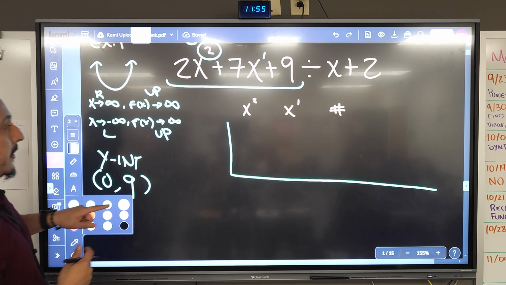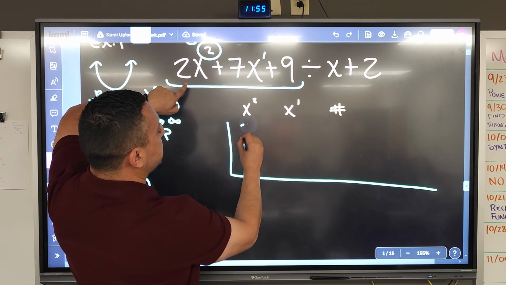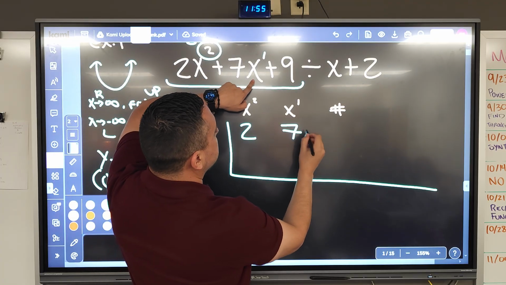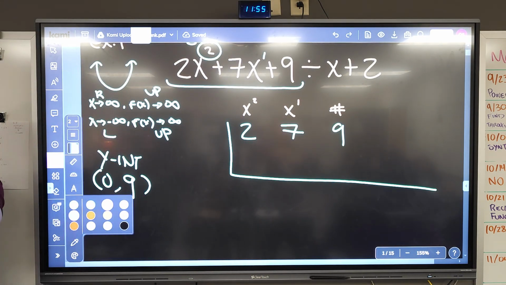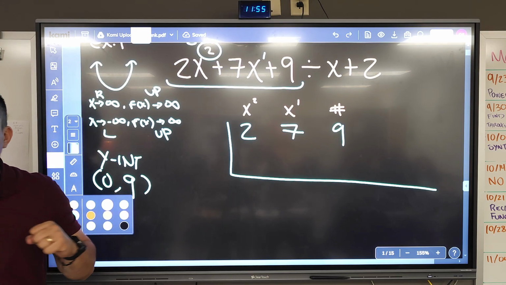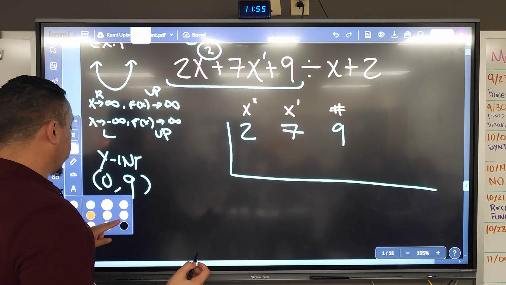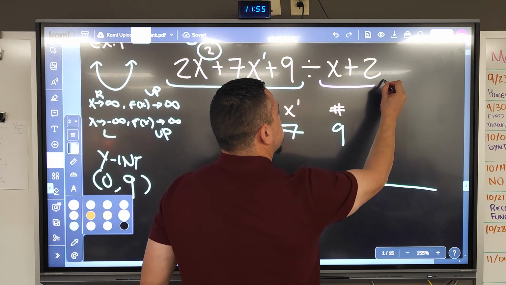Okay, so here we go. The number for x squared is 2. The number for 7, and then that's 9. Right there where I put the numbers, you don't put x's, just numbers, just the numbers. Okay. All right, and then I'm going to divide it by this.